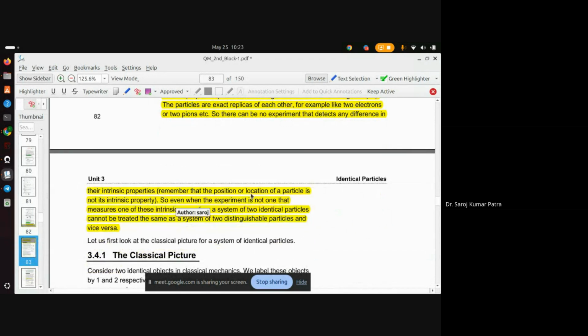Remember, the position and the location of the particle is not its intrinsic property. Positions are not intrinsic. So even when the experiment is not one that measures one of these intrinsic properties, a system of two identical particles cannot be treated the same as a system of two distinguishable particles, and vice versa. So in quantum mechanics, we cannot distinguish them.